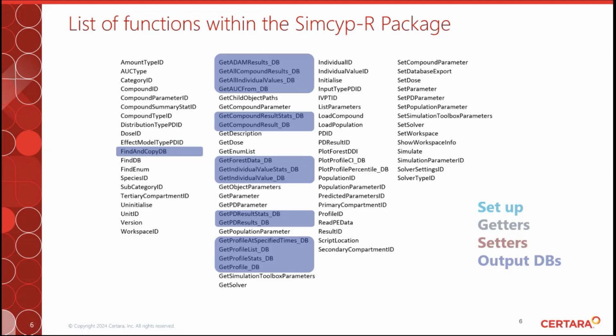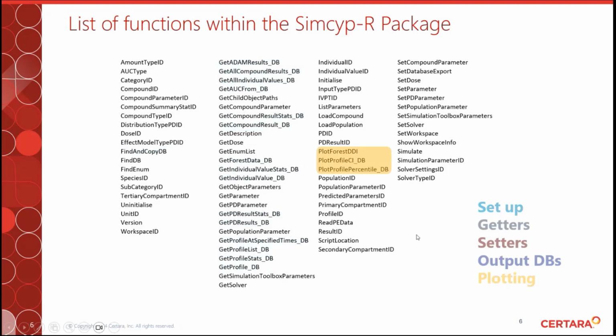The same goes for, let's say, the simulated AUC. You use the function called get AUC from DB function to extract the AUC results. The same goes for the profiles. You use the function called get profiles DB function to extract the simulated profiles.